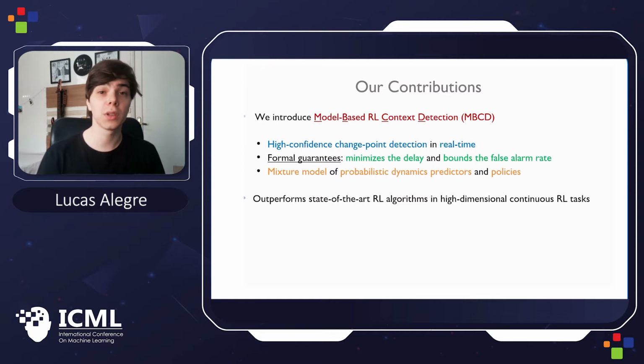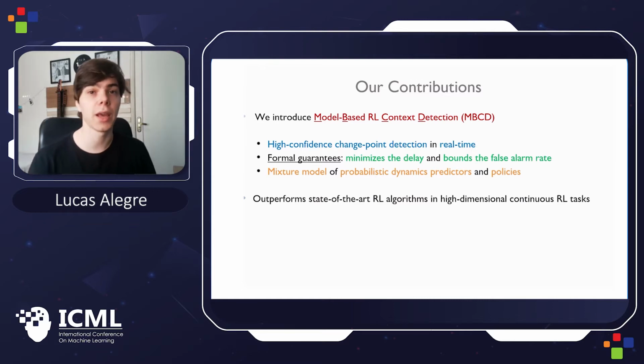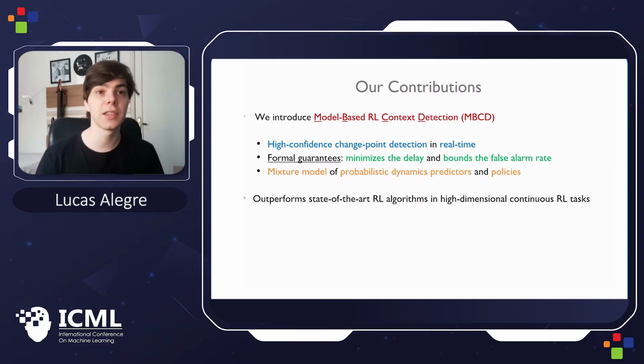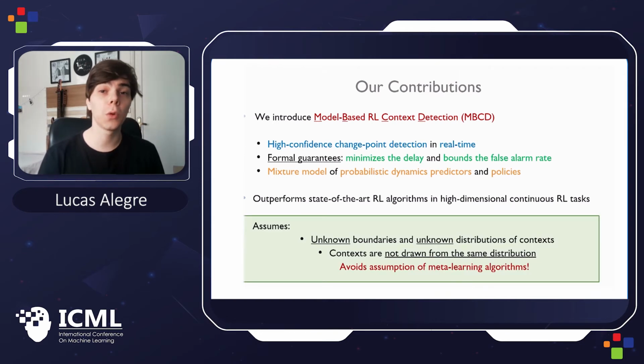It incrementally builds a mixture model of probabilistic dynamics and policies specialized to different contexts, and we also show that MBCD outperforms state-of-the-art reinforcement learning algorithms in high-dimensional continuous non-stationary tests. Importantly, it assumes unknown boundaries between contexts, and that contexts can be drawn from arbitrarily different distributions, which is a strong assumption of meta-learning algorithms.